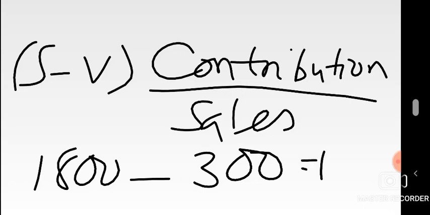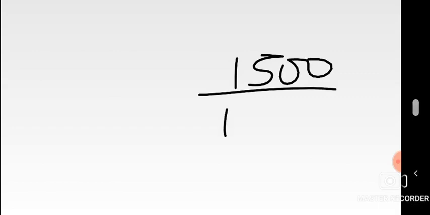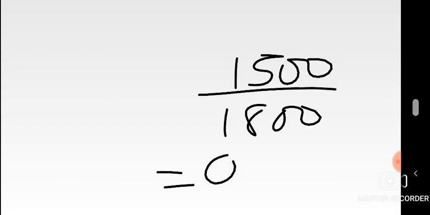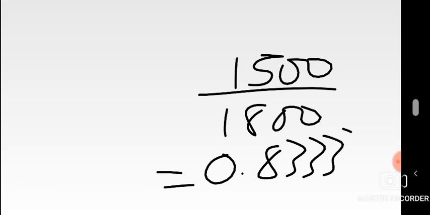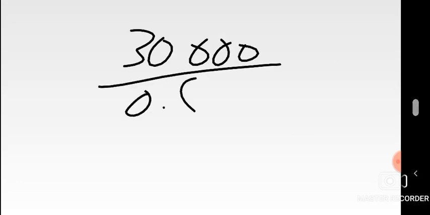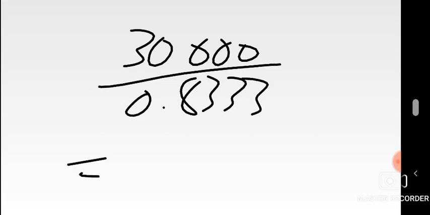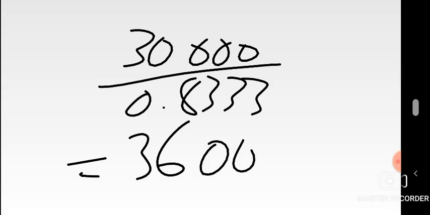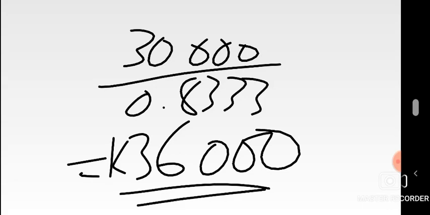And then when you subtract, you get a contribution of 1,500. This contribution, you just divide over sales. That's the formula for CS ratio. Sales is 1,800, and the answer is a recurring decimal. Then after getting your CS ratio, just divide 30,000 over your recurring number. Hence, what will be your break-even point in sales value? If you do not round off this recurring decimal, you should land on 36,000 kwacha directly. That's the answer for option 1 in sales value.